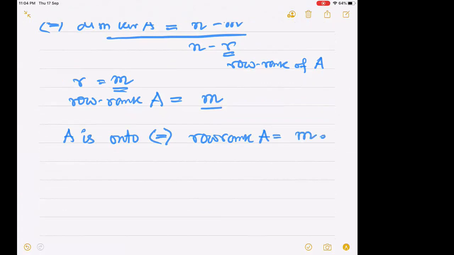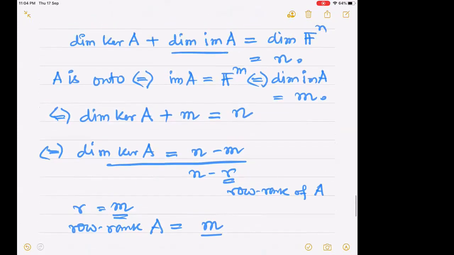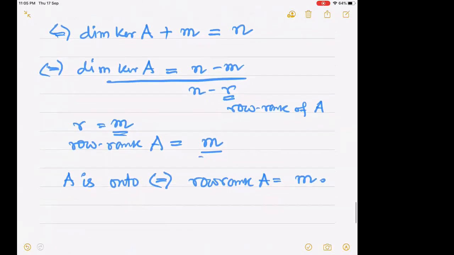In fact, we don't even have to do all these things if we agree on the fact that row rank is equal to column rank, which we have already proven in the last lecture. So if row rank is equal to column rank, here column rank must be m, because column rank is the dimension of the image space, and the image space is full, all of F^m. So dimension of image space of A is m. So column rank of A must be m, but row rank is equal to column rank, so row rank must also be equal to m.